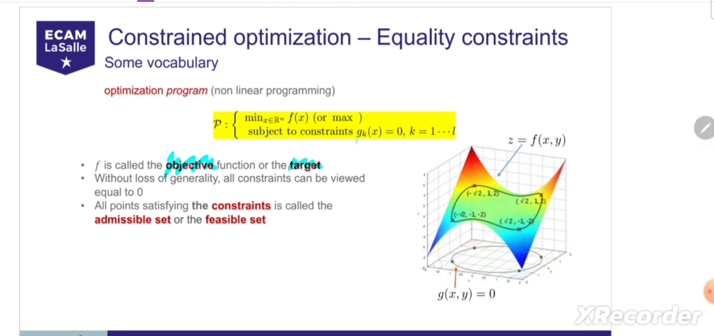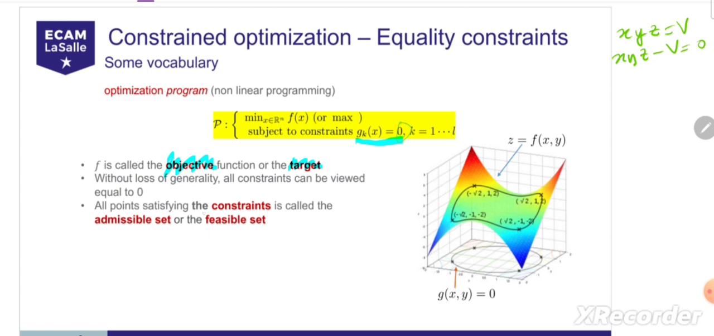Something that may have surprised you is that we express the constraints like this. In our example, our constraint was expressed as x times y times z is equal to v, which is not 0, obviously. But of course, I could rewrite this as xyz minus v is equal to 0. So without loss of generality, we will always write equals 0, but it could absolutely be something else. It doesn't change anything in the way we solve this problem. So without loss of generality, all constraints can be viewed as equal to 0.